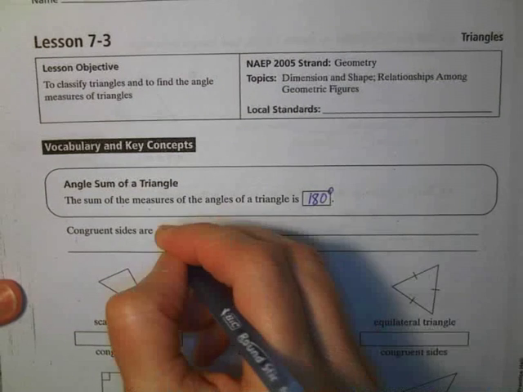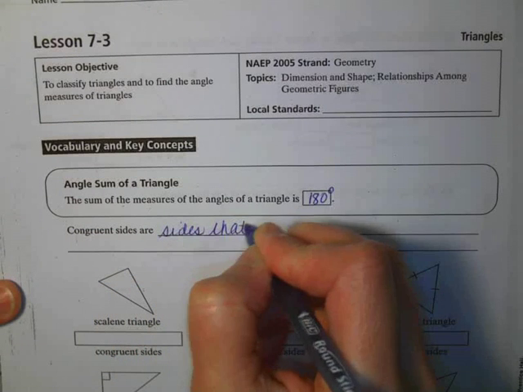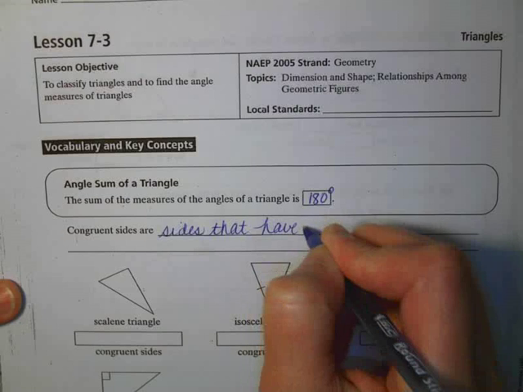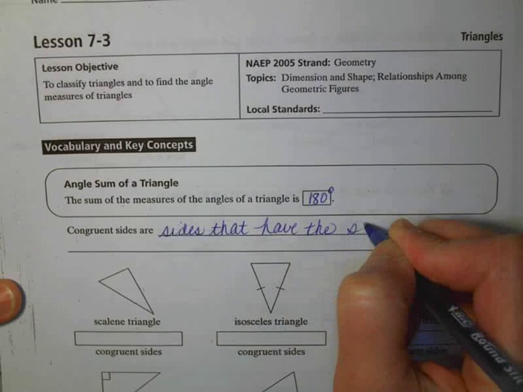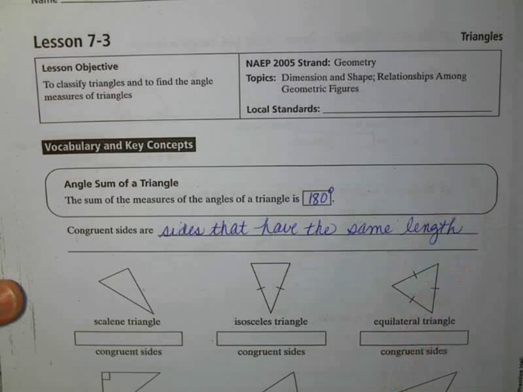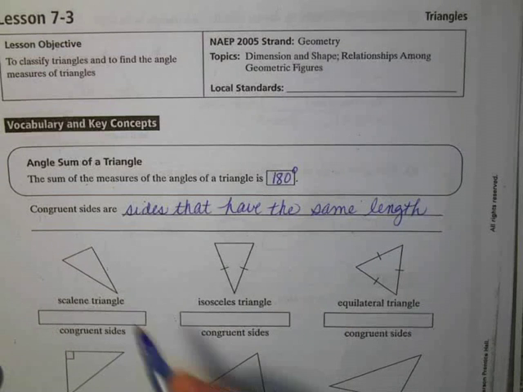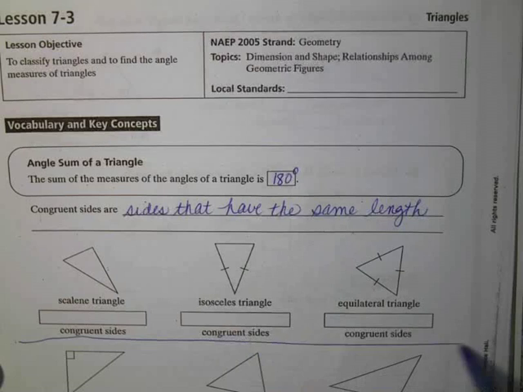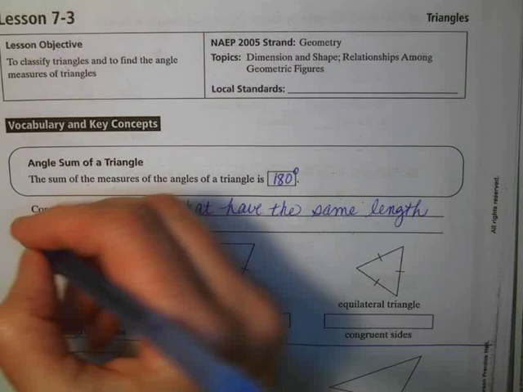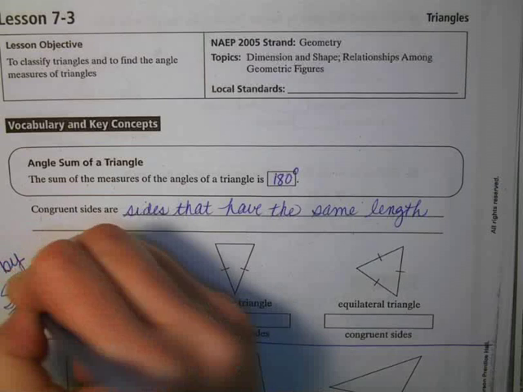Congruent sides are sides that have the same length. And when we classify triangles, we're going to consider, in some cases, classification by sides. As a matter of fact, our first three, and I'm going to draw a line here to separate these 6 triangles, the first 3 are a classification by sides.